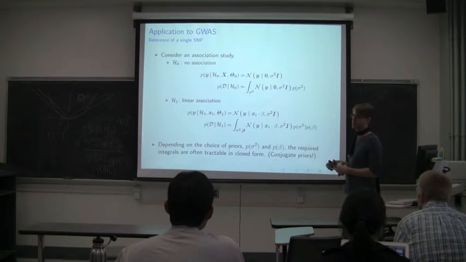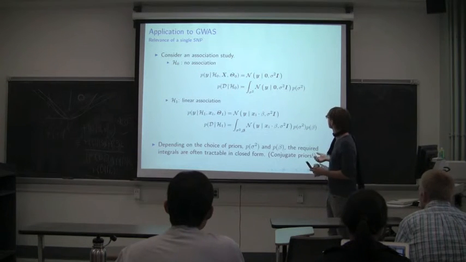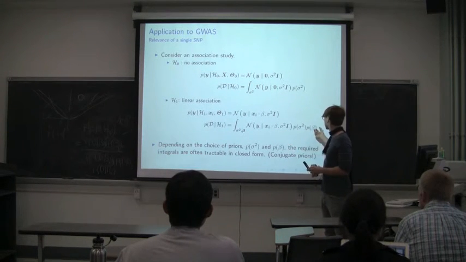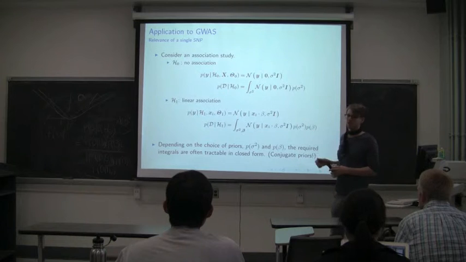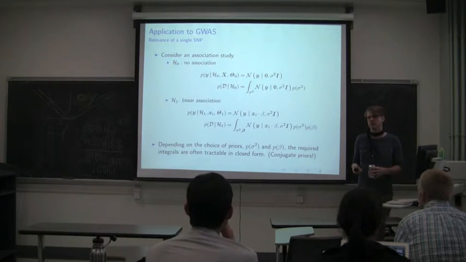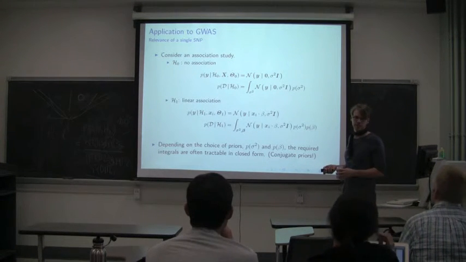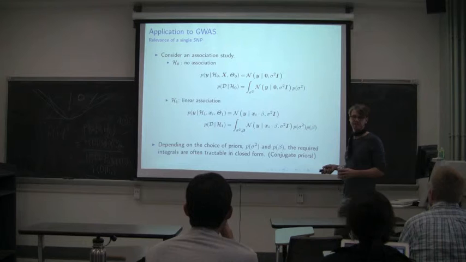Depending on the choice of priors, the required integrals will be tractable. So in this case, the priors have to be conjugate, and again, we have the mean and the variance of the Gaussian that we're parameterizing here. And it turns out that this will basically be a Gauss inverse gamma prior again.